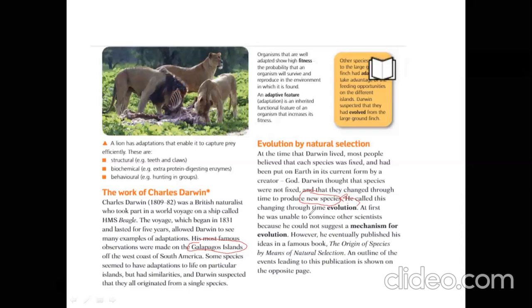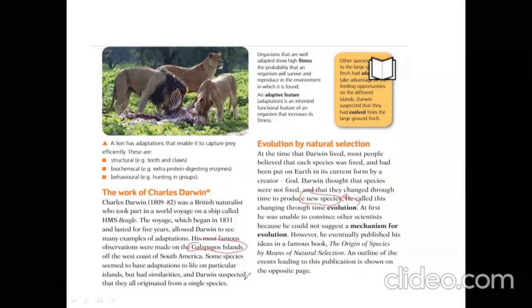He presented this theory, but at the time Darwin lived, most people believed that each species was fixed and had been put on earth in its current form by a creator, by God. Am I clear? But what did Darwin present? Darwin presented this evolution, right?